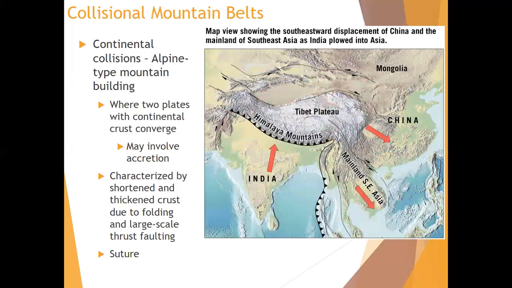So the resulting structural move was mainly done on the part of Asia because it was a younger, more ductile rock, whereas India was an older, less ductile rock, so it actually stayed more intact during this movement.